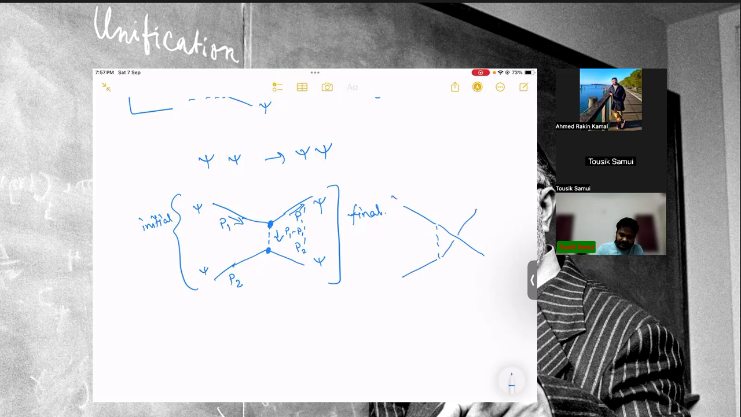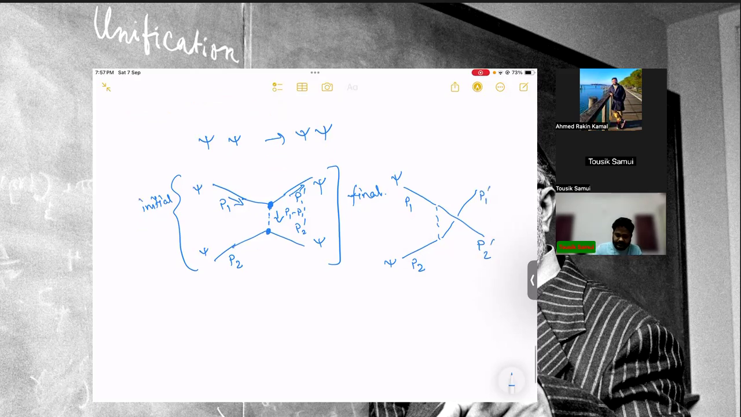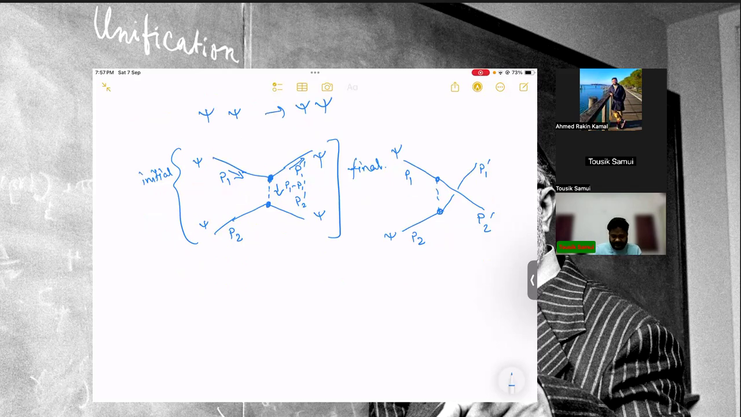Okay, psi, this is p1, this is p2, and this one now is p2, this one p2 prime, this one is p1 prime. Okay, so these are the two possible diagrams for the third term that we considered, but if we go to higher order, then we will have something more that we will not discuss here.